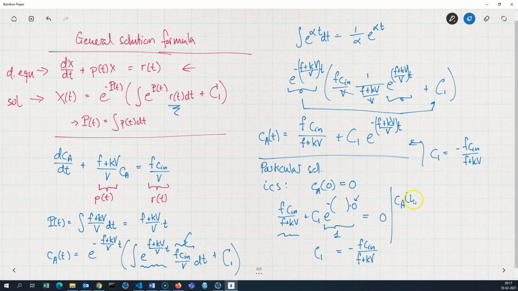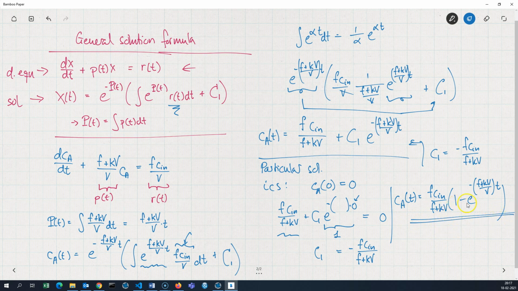C_A of t is equal to, and if you note, this expression here is the same as this expression except for a minus sign. So this can actually be simplified quite a bit. I can factor out this constant here. You can work it out yourself if it's a little too fast. 1 minus e to the power of minus (f plus kv) by v times t. So that's the particular solution here.